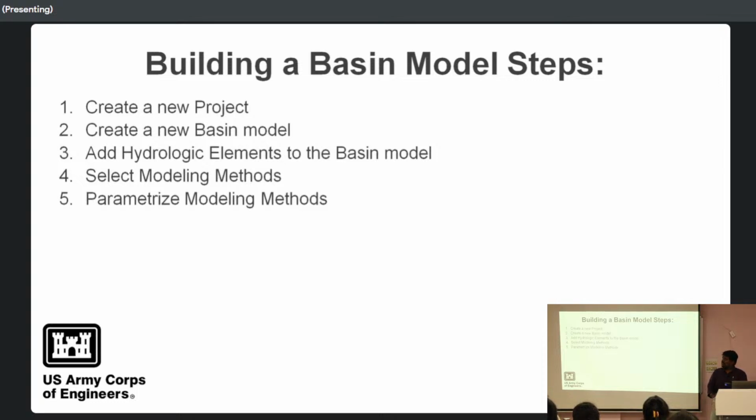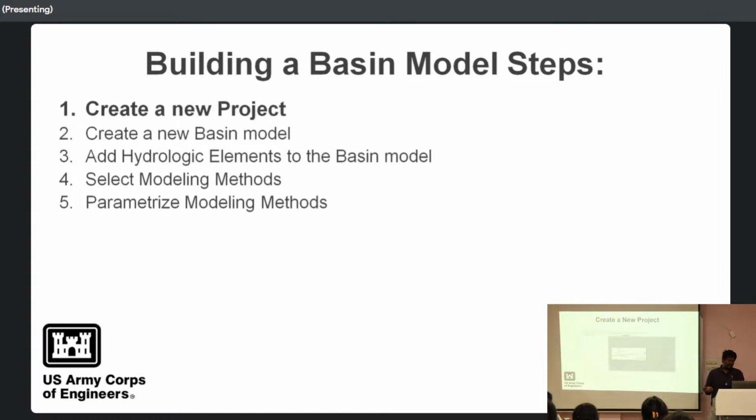So then I have to create a new project, create my new basin models, put my hydrologic elements, give my modeling methods, and give my parameters. Each method must have its parameters. Suppose Muskingum is a method. What are its parameters? K and X.